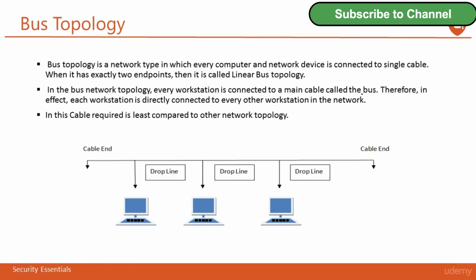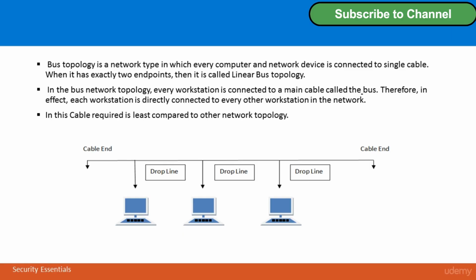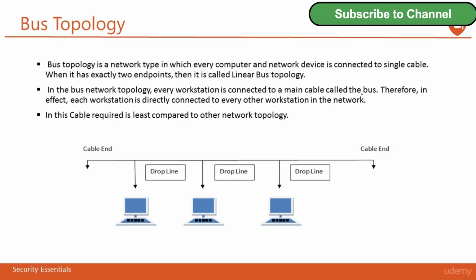A bus topology is a network type in which every computer and network device is connected to a single cable. When it has exactly two endpoints, then it's called the linear bus topology. Here you can see how it works. All the devices are connected with a single line. So in bus topology, when devices are connected in a single line with a single cable, that is called a bus topology. In the bus network topology, every workstation is connected to a main cable called the bus. Therefore, in fact, each workstation is directly connected to every other workstation in the network.